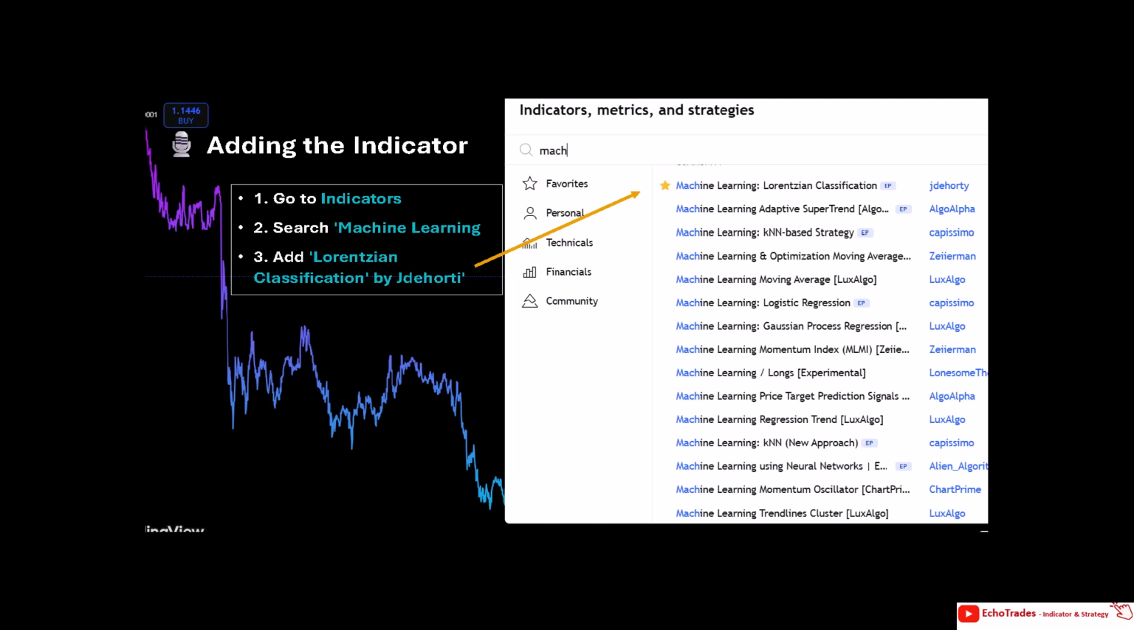If you're following along on TradingView right now, go ahead and open up your chart. You want to click on the Indicators tab. It's usually up at the top there next to your time frame selection. Once that window pops up, just type Machine Learning into the search bar. Simple enough. You'll probably see a few options appear, but the one we're zeroing in on today is called Lorentzian Classification by JDEHorti. It's even marked as an editor's pick, which is usually a good sign. Give that a click, and boom, it'll instantly be added to your chart, ready to go.